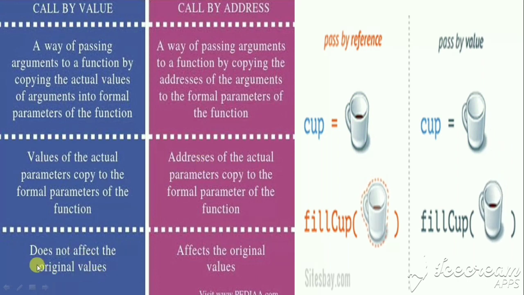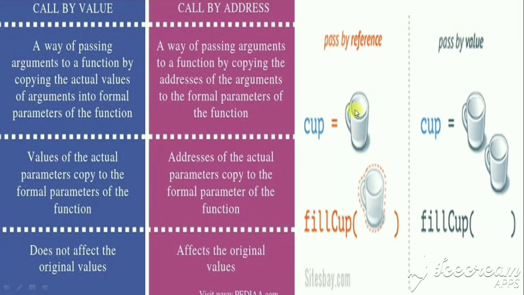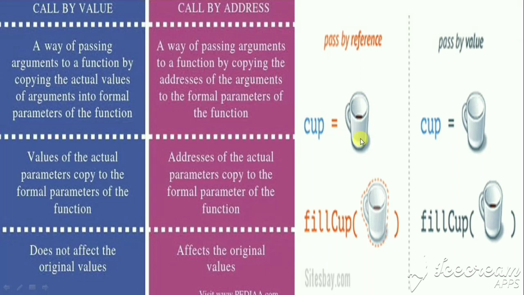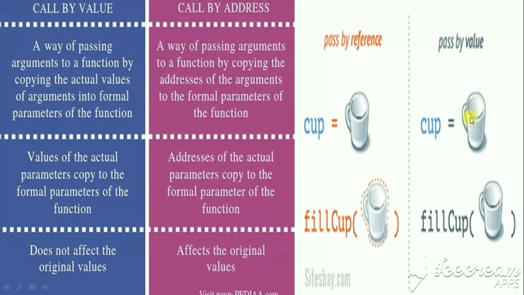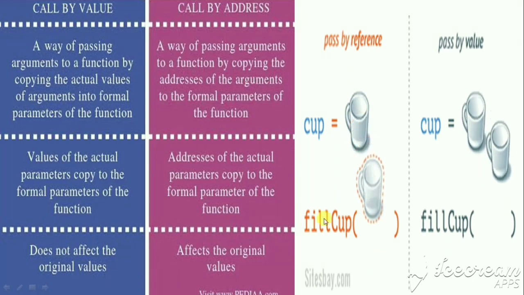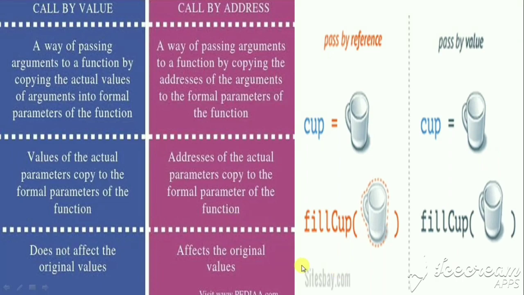It does not affect the original values, but this one will affect the original values. You see here in pass by reference, if you do any changes in the formal parameter, it will affect the actual parameter. But in pass by value, if you do any changes in the formal parameter, it will not affect the actual parameter. So this is called pass by value and pass by reference.